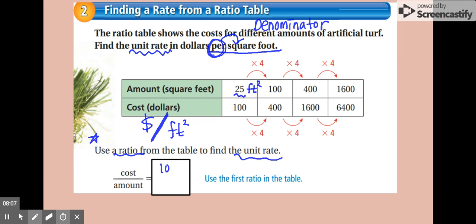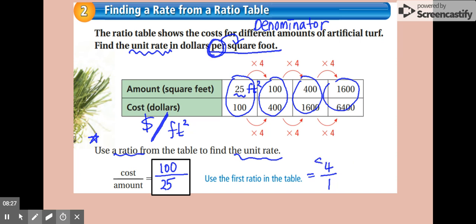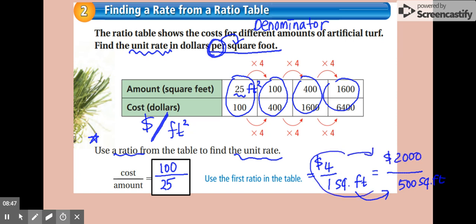All right, so now cost is $100. You may choose any information, you may choose this or here or here or here, but I'm going to choose the smaller number, 25, and I just use the first ratio in the table. If you simplify this, it's going to be 4/1. What does that mean? You're going to pay $4 for 1 square foot. So if you paint, let's say, 500 square feet, then you're going to pay $2,000. So if you have a unit rate, you can calculate for a different number really quickly. Please copy it down.